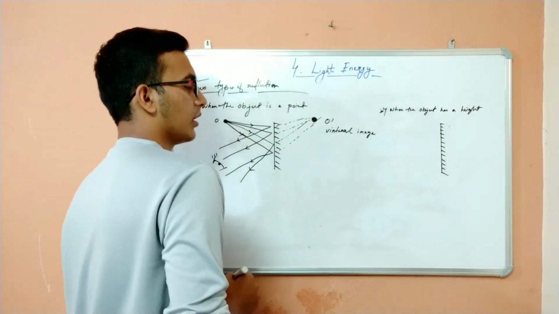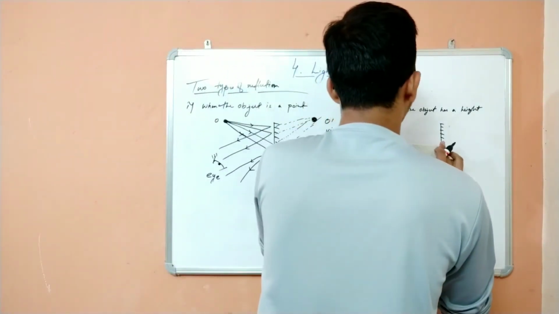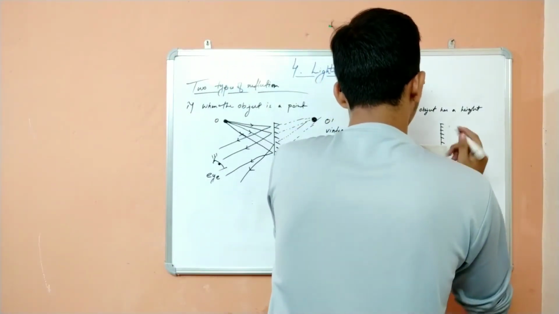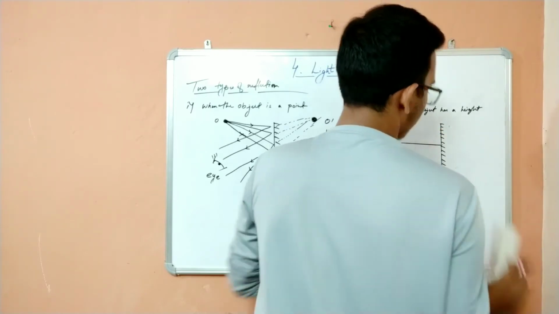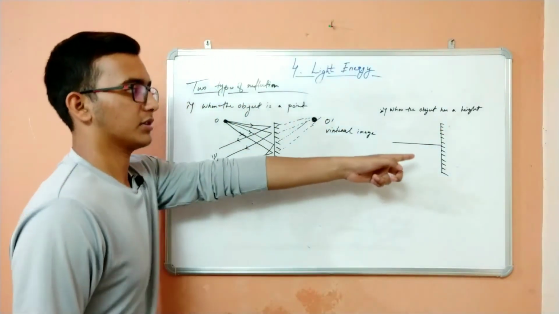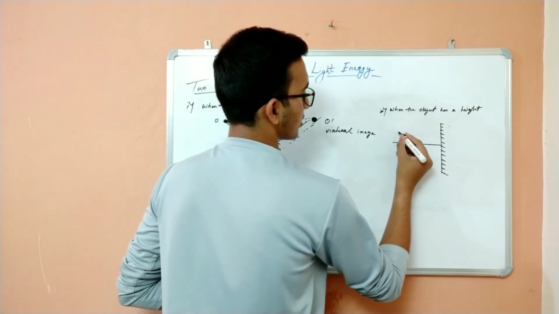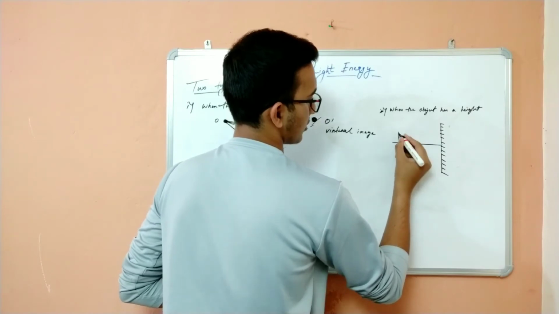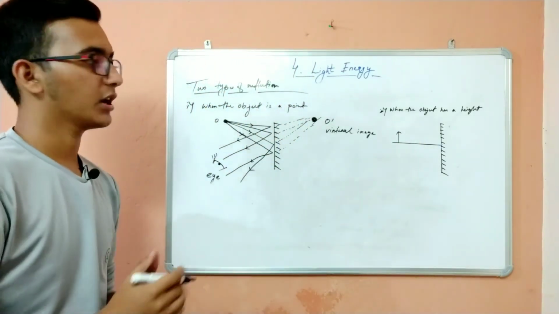Okay, and let's draw the normal. You know what is normal? I've already taught that. So this is our mirror, this is the normal. Suppose there is an object standing right over here. This object has some particular height.